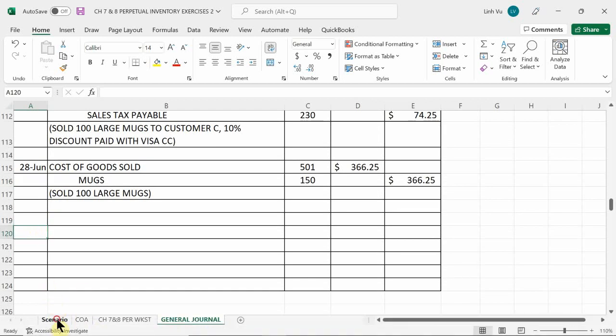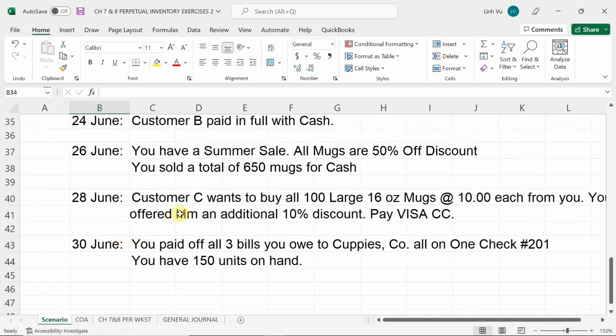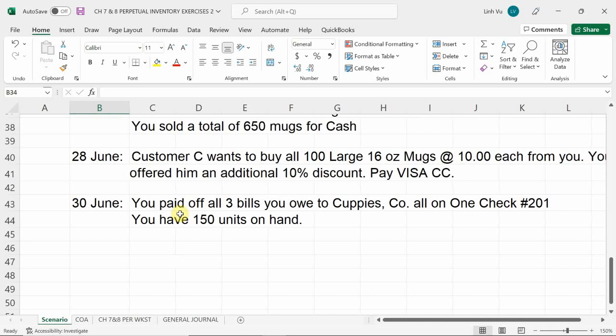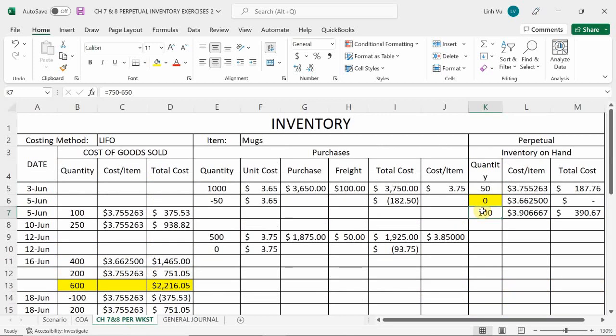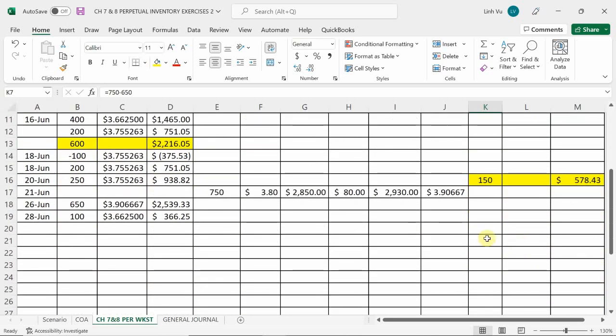So then let's see what else has happened next. Last thing here says on June 30th, you end up paying off all 3 bills that you owe to Cuppies Co. all on one check. Check number 201. And you should have a total of 150 units left on hand, which is true, right? We have 50 remaining in my very first batch here, and I have 100 remaining in my very last batch that I purchased. So I do have 150 units left.